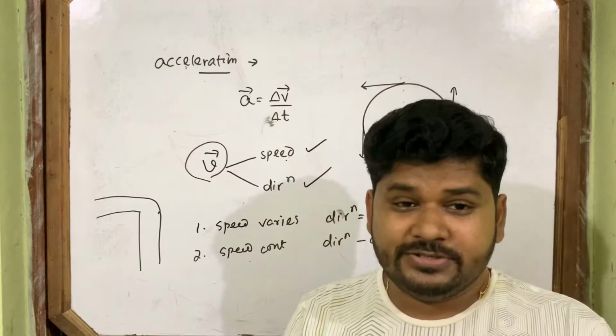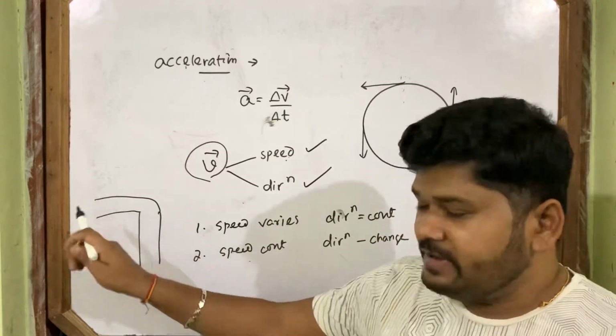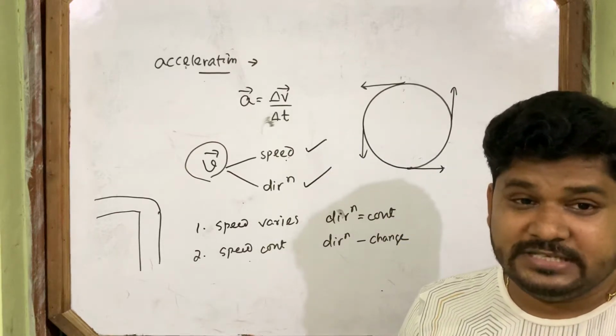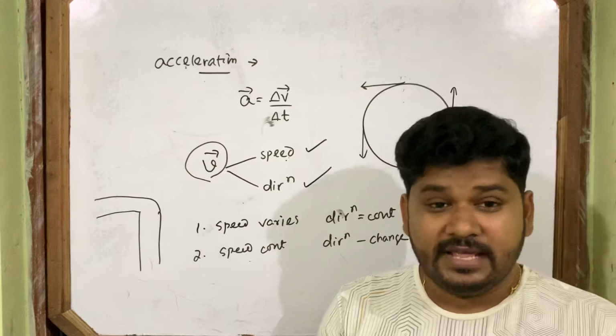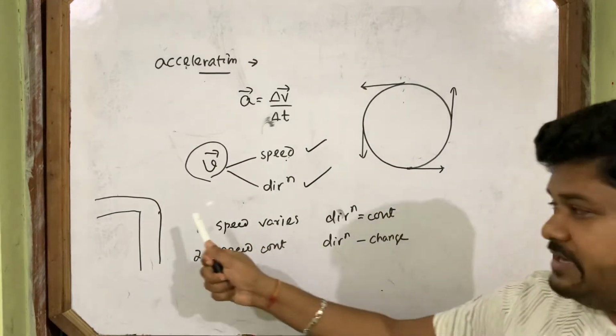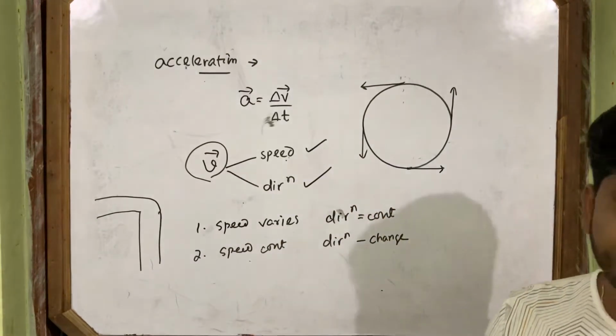You have not decreased your speed. You maintain your speed 20 km per hour, but you turn your vehicle. What happened here? Velocity change or not? Yes. Speed is constant, but due to change in direction, velocity changes. Here is also acceleration. This is also called acceleration.